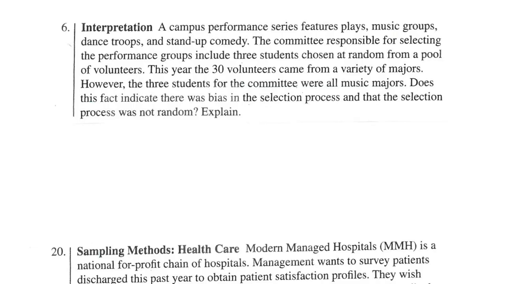So at this point, let's take a look at number 6. This is on page 19, number 6. And this is where we switch over to maybe more of a critical thinking. So we've got an example here. It says a campus performance series features plays, music groups, dance troupes, and stand-up comedy. The committee responsible for selecting the performance groups includes 3 students chosen at random from a pool of volunteers. This year, the 30 volunteers came from a variety of majors. However, the 3 students for the committee were all music majors. Does this fact indicate there was bias in the selection process and that the selection process was not random?